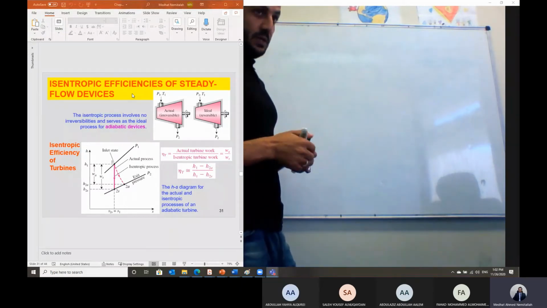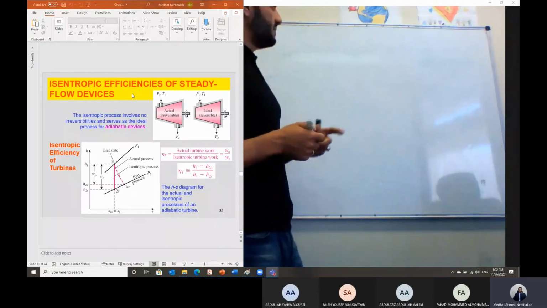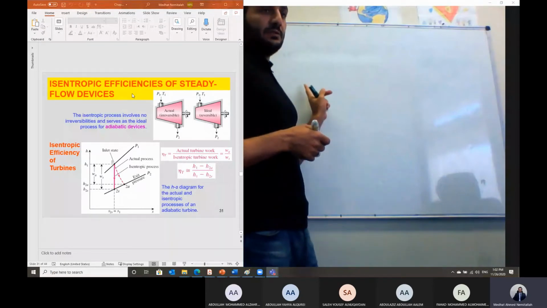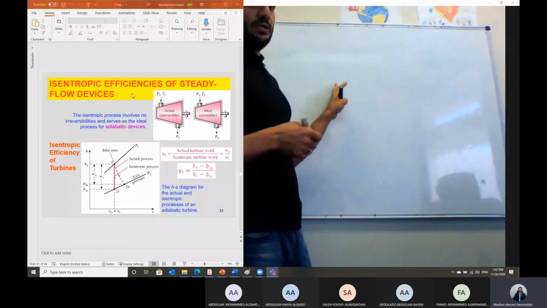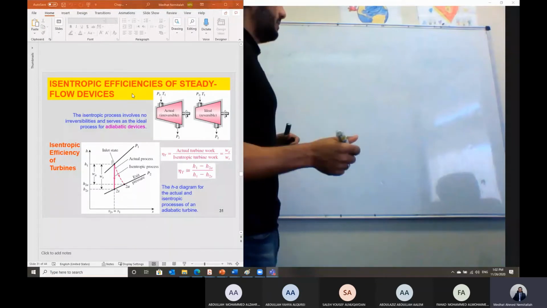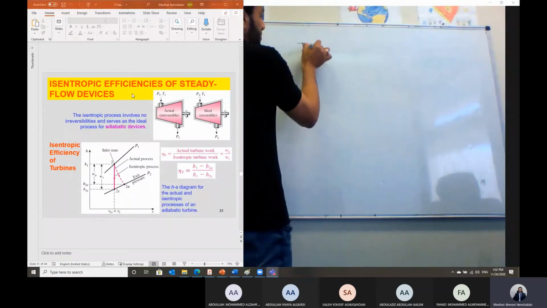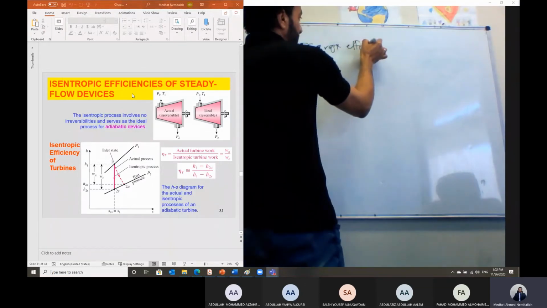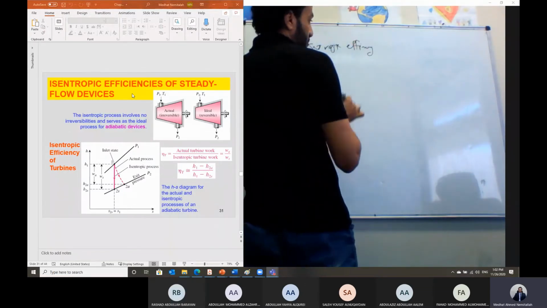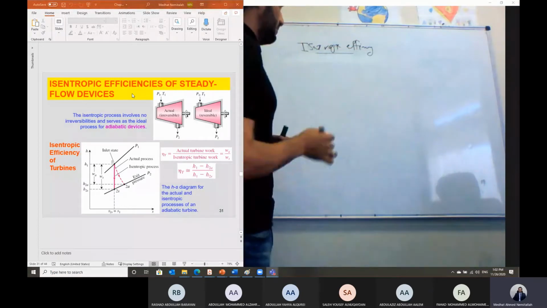Isentropic means we don't have losses, so that should give us indication about the performance of such a system. And it is limited, ya shabab, to the steady flow devices, adiabatic systems: turbine, compressor, and nozzle in this case. Right, let's look at this isentropic efficiency and see how we can define this isentropic efficiency for those steady flow devices.